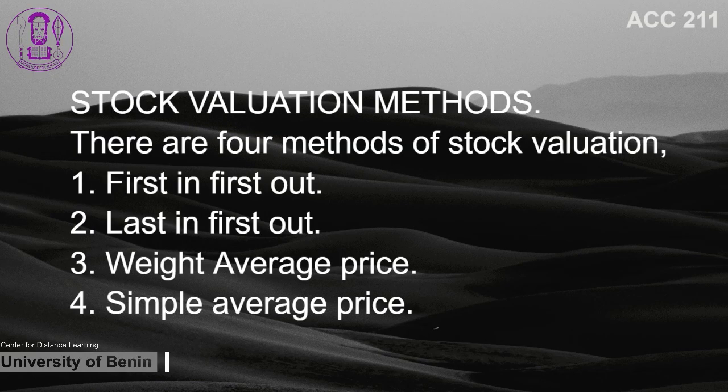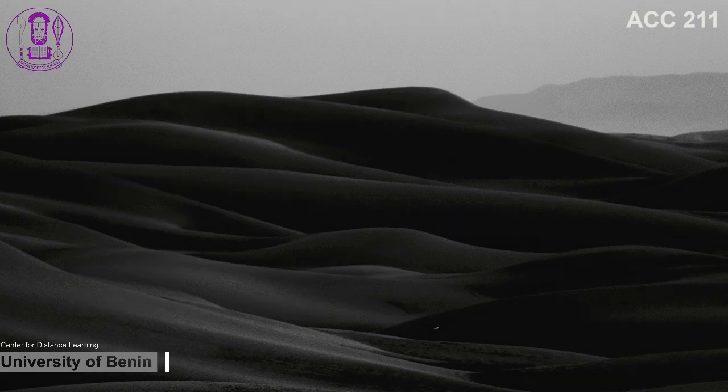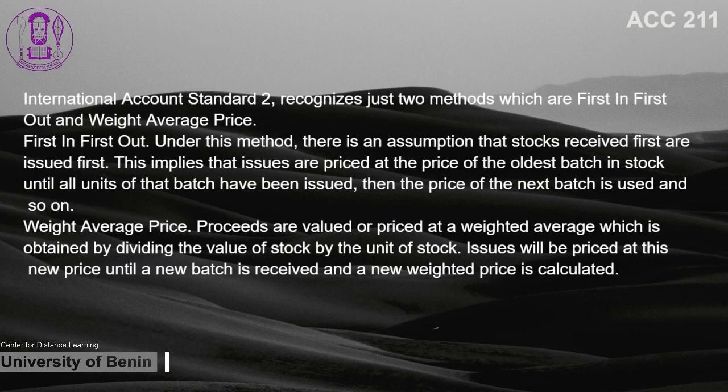Stock valuation methods. There are 4 methods of stock valuation. 1. First in first out. 2. Last in first out. 3. Weighted average price. 4. Simple average price. International Accounting Standard 2 recognizes just 2 methods, which are first in first out and weighted average price. First in first out. Under this method, there is an assumption that stocks received first are issued first.